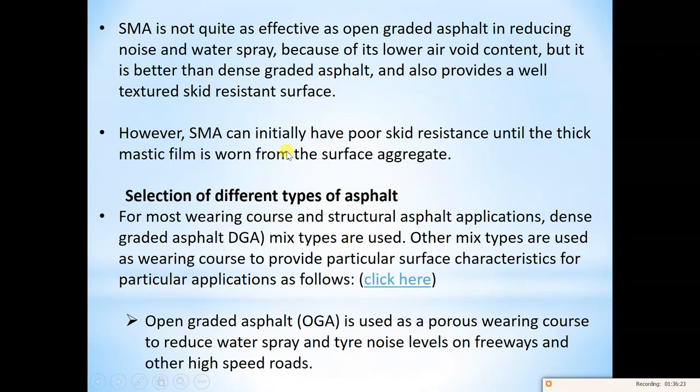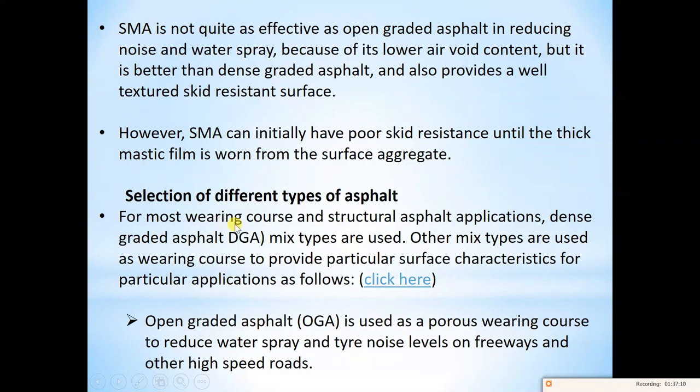However, SMA can initially have poor skid resistance until the thick mastic film is worn from the surface aggregate. When the surface is new for the stone mastic, because it has a lot of bitumen, a high binder content, a lot of the aggregate will be coated with bitumen. So it will take a while for the bitumen to wear off the aggregates, then it can provide good skid resistance. So it takes a while for the skid resistance to improve for the SMA.